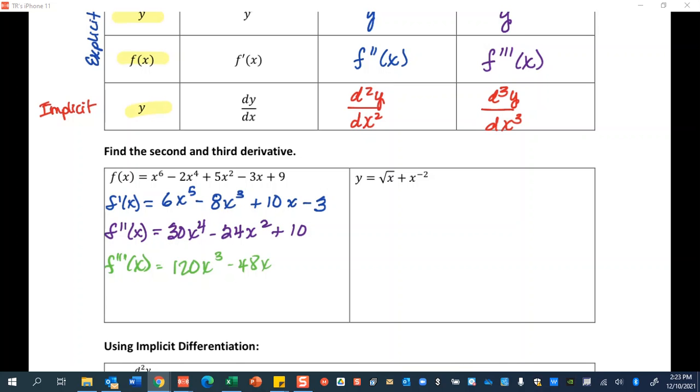So that's my second and third derivative. But if you want to have just a jammin' good time, go ahead and find the fourth derivative. And you can then find the fifth derivative. And you can keep going. That's the fun. Calculus is the fun that keeps giving.